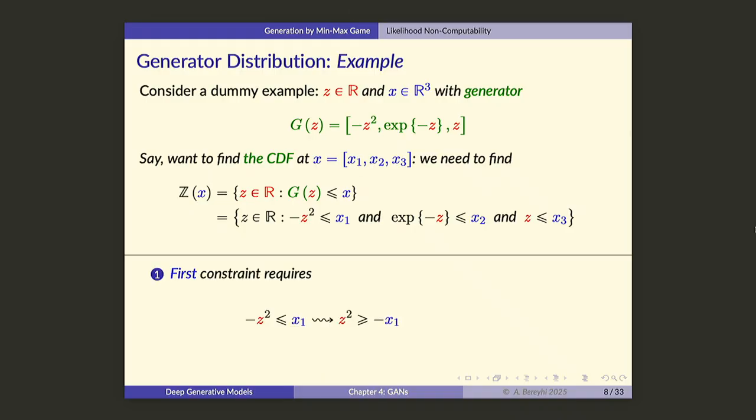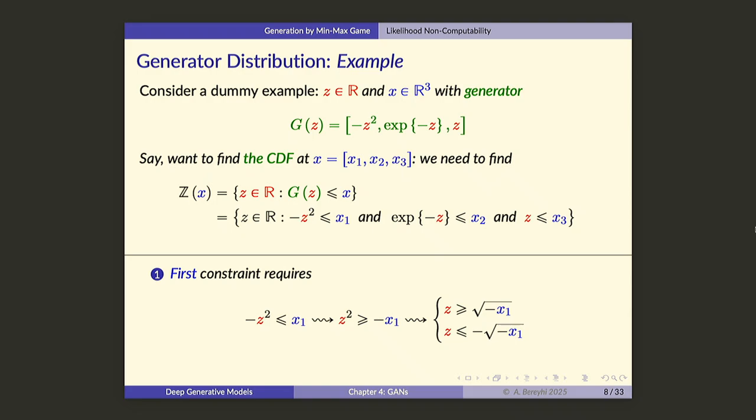The first constraint says that minus z squared should be smaller than x1, right? This means that z squared should be more than minus x1, right? And then what are the points which satisfy this condition? I mean, assume that x1 is non-positive, okay? So that minus x1 is positive. Which points have this property? It should be either more than square root of minus x1 or less than minus the square root of minus x1, right? Exactly like this example we had on the board, right?